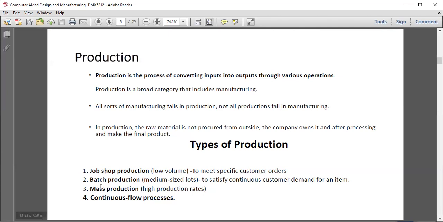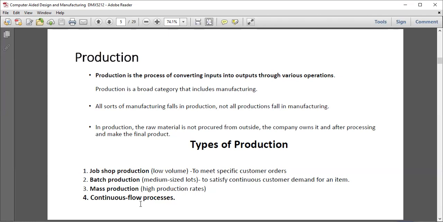The next class is mass production. Here the production volume is high, in a manufacturing factory or facility. In a batch production company, they make different products in batches. In mass production companies, they produce only the same type of part or product in high volume.